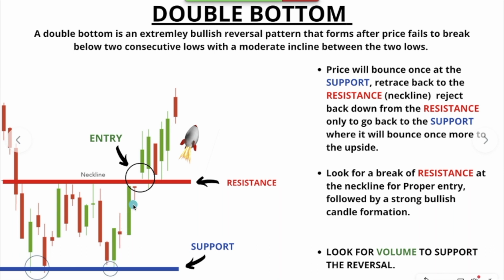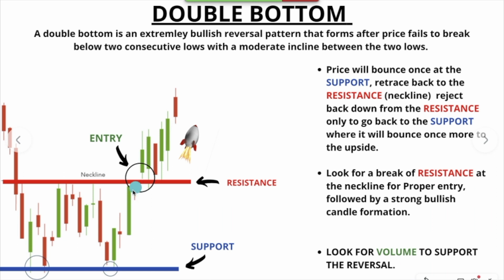So this is a bullish reversal. So what you're going to do is you're going to look for your entry point at the neckline as price breaks the neckline. That's how you'll know. That's one confirmation that you could use for entry. And of course, since this is a bullish reversal, you're going to look for bullish candle formations as additional confirmation. And also, you're going to look for volume to support the reversal. So having these three confirmations will let you know that, okay, it is good.